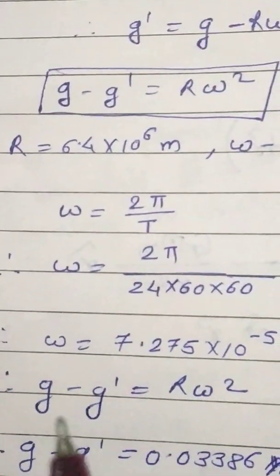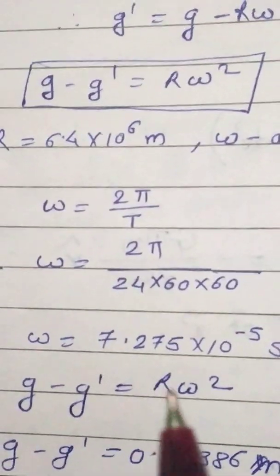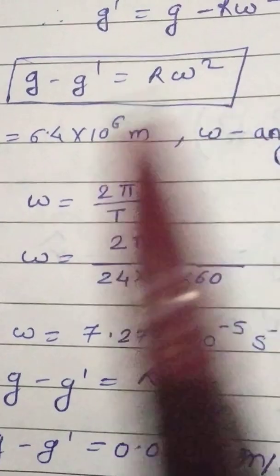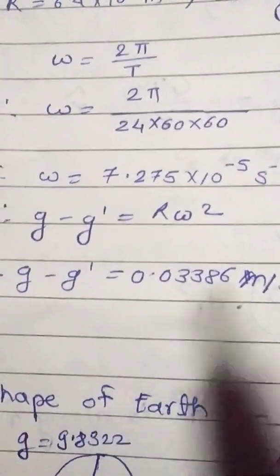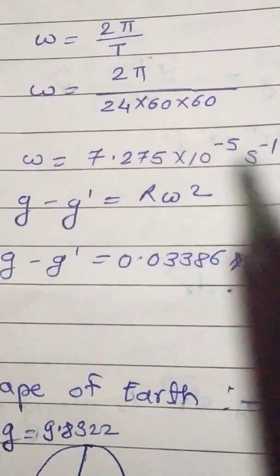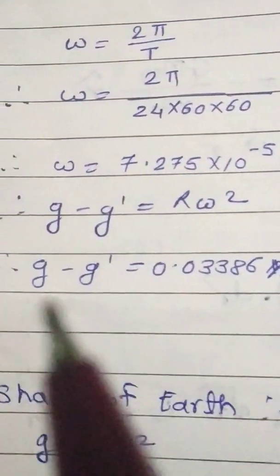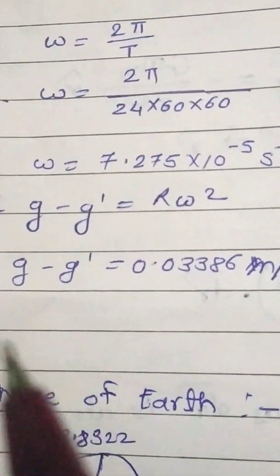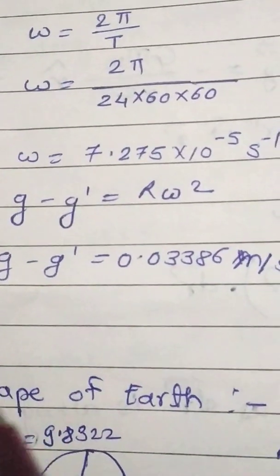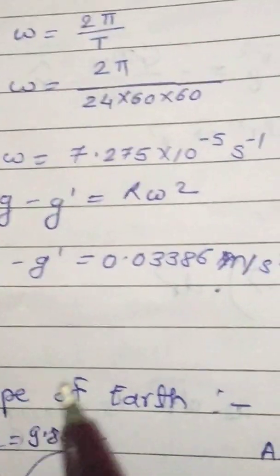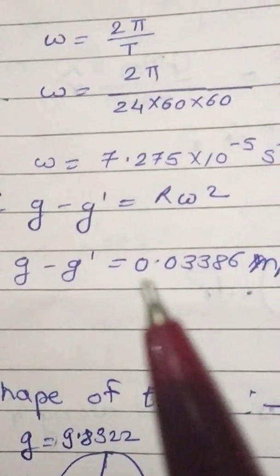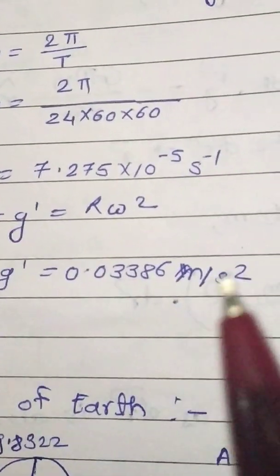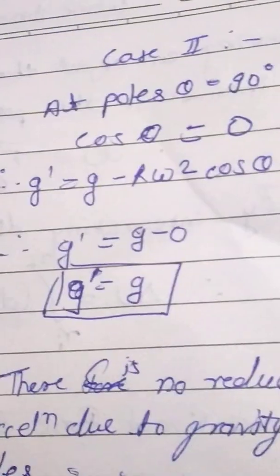So g minus g dash is equal to R omega square. Putting the values of R and omega, we get the final equation, and this gives the difference, the reduction: g minus g dash is equal to 0.03386 meter per second square.